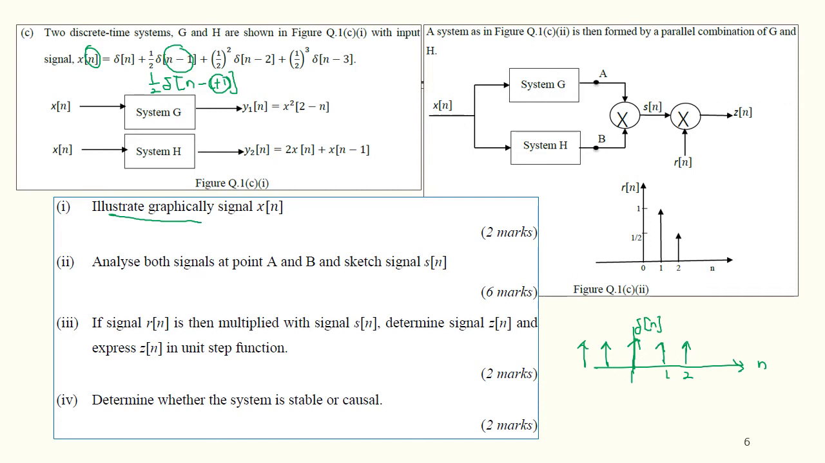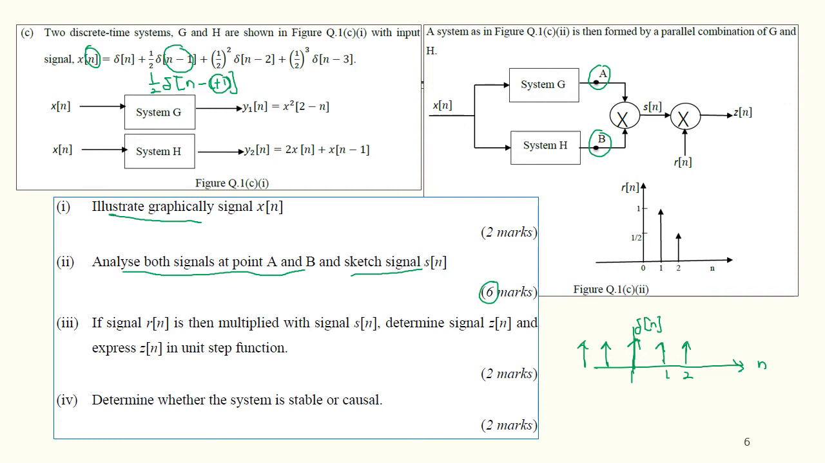Then analyze both signals at point A and point B. So this is point A and point B. You need to do signal operation and then sketch. Analyze means you need to present the signals in mathematical expression, then sketch the signal. That's why the marks are 6, because you need to represent lots of equations and sketching.